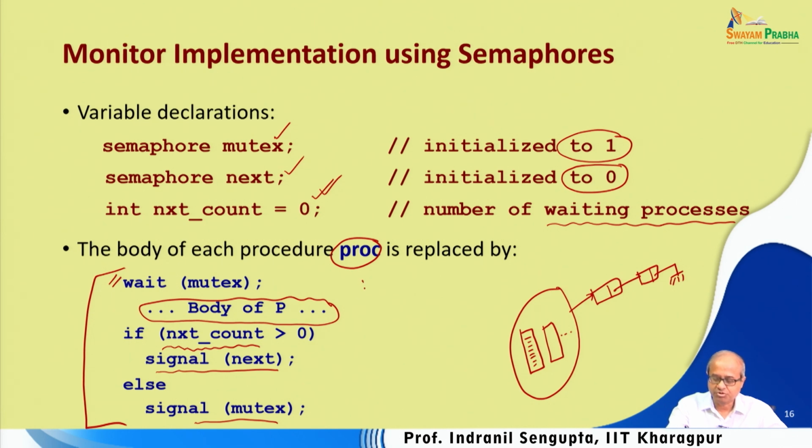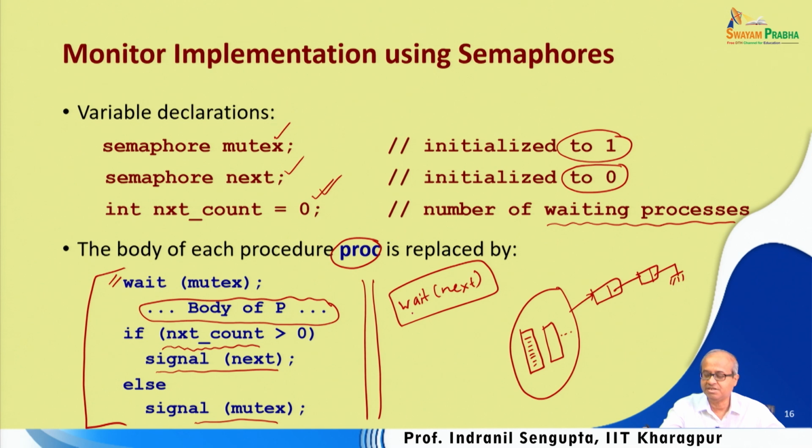And of course, I have not shown the complete solution, somewhere else there must be a wait on next. Because you see the value of next was initially 0. So, as soon as next count is greater than 0, I am signaling next, I am making next equal to 1. Okay. And similarly again, whenever you just come out, you will again do a wait on next, next will become 0.